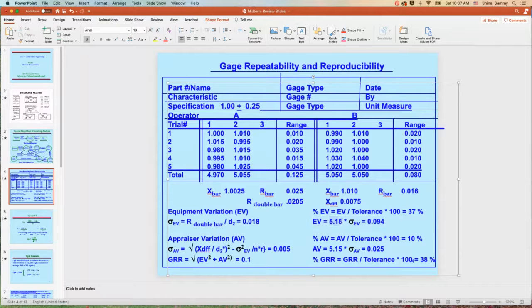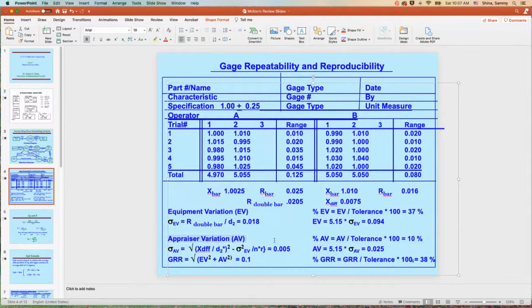The equipment is 5.15. That's the old standard. Or we can say 6 sigma of the operator. If you use Minitab, they're going to want 6 sigma. If you use many of the other individual GR&R, they want 5.15. So you've got to be very careful to tell me which one you're going to use. So that's for the sigma equipment variation for the equipment. For the operators, which is called appraiser variation.